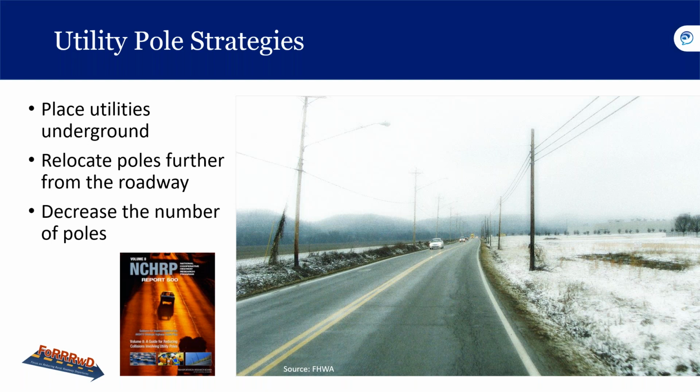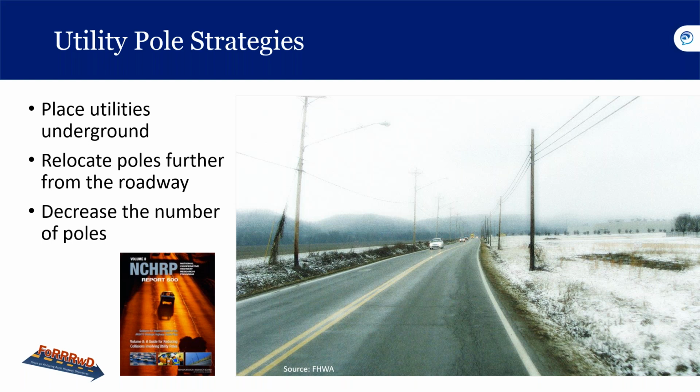So it goes over some strategies, depending on how much money you have for this sort of thing. But one is to place utilities underground if that's possible. Another one is to relocate utility poles further from the edge of the roadway. And another is to decrease the number of poles per mile, like the pole density per mile.